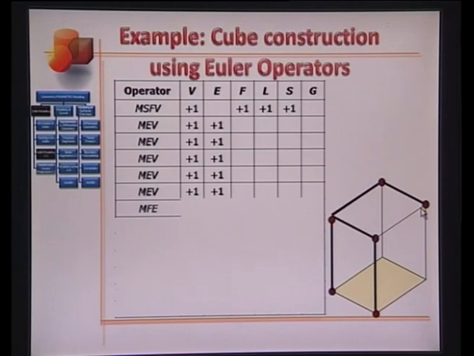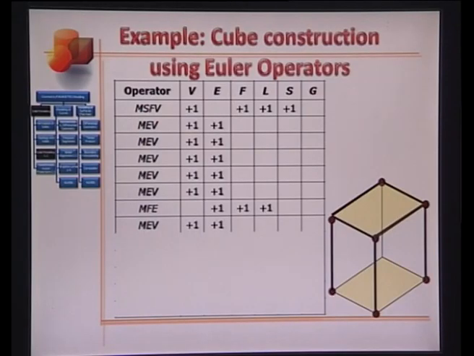Once again, now make a face and an edge. The number of edges increase by one, the number of faces and the number of loops, they both increase by one. We have introduced the top face and the rightmost edge on the top face. Make an edge and a vertex. Introducing a vertex and an edge at the rightmost corner of the cube.